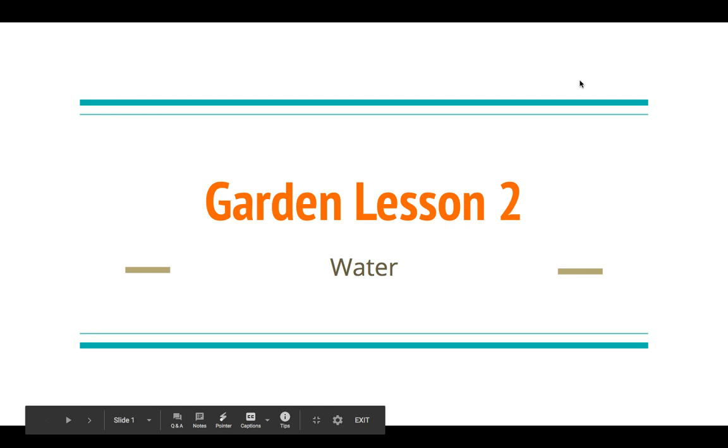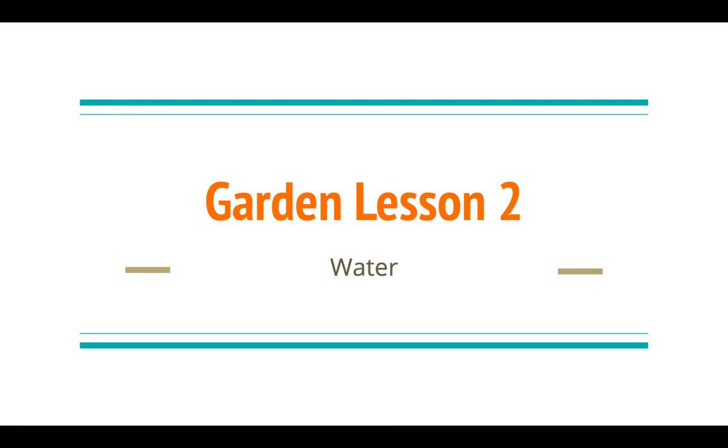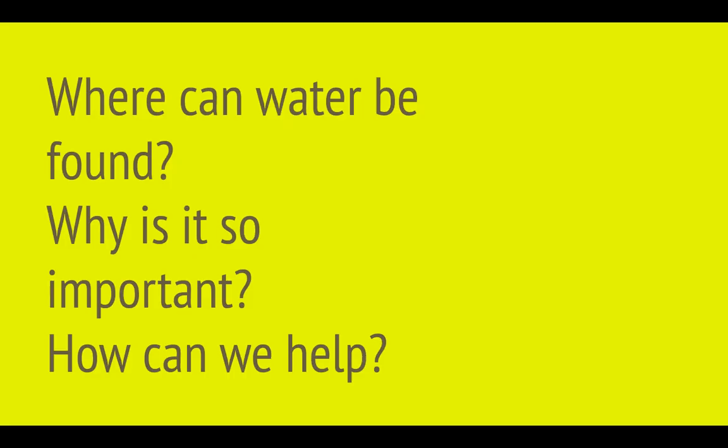Third graders, today we are back in the garden for our second lesson, which concentrates on water. So today we're going to think about where water can be found on our Earth. Why is water so important? Thinking back to photosynthesis from yesterday, how can we help when so little of our water is usable?